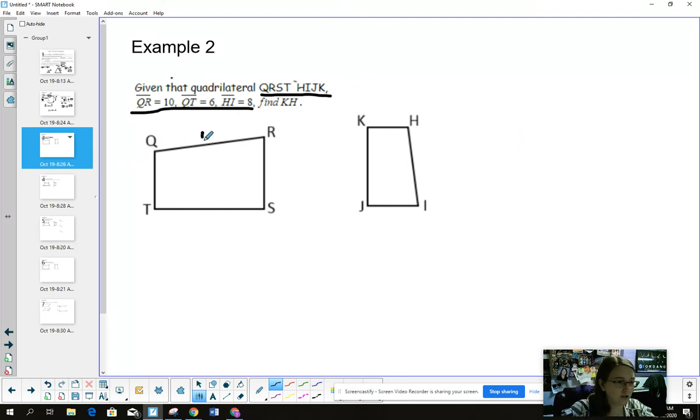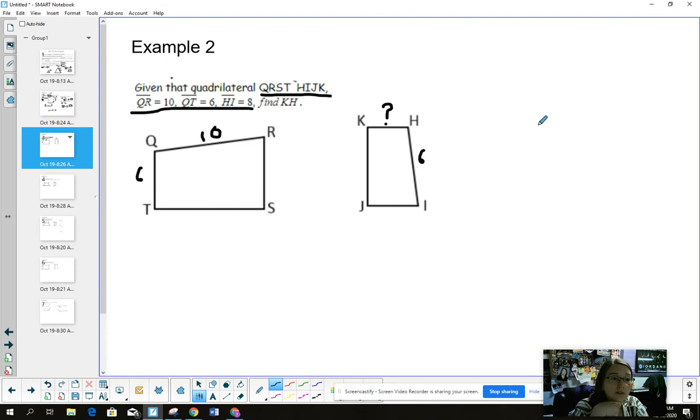Okay, so we've got QR is 10, we've got QT is 6, and HI is 6. Now this one's a little bit different. This one does not say what's the scale factor. This one says find KH. That's our question mark. So when we have a question where we need to find a side, we need to know what the scale factor is.